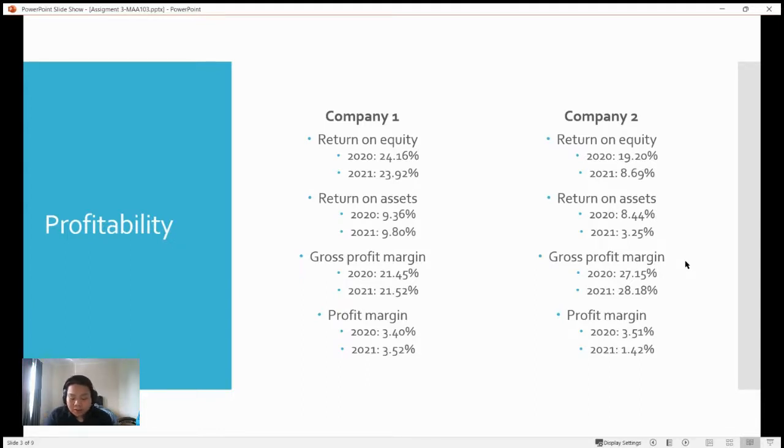Let's go next to the profit margin. What is the difference between gross profit and profit margin? The profit margin is the profit after all of that has been cut out. How much profit remains after all the expenses and the tax come out? As you can see, company one has 3.4 and 3.5, but company two went down a little bit, and in 2021 went down by almost half. So as you can see, company one is a better choice.